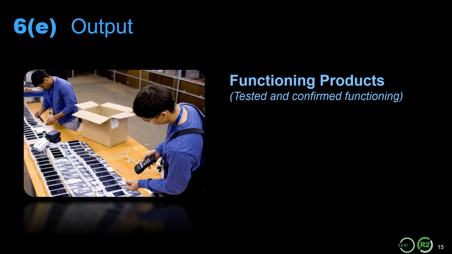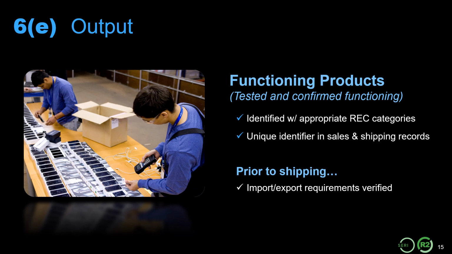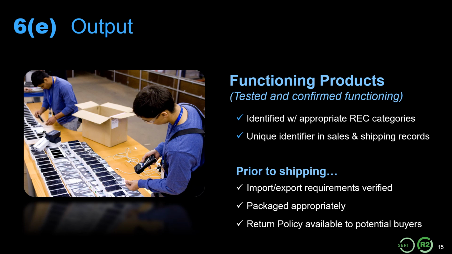All functioning products as defined in the REC must be identified with the appropriate REC categories and reference the unique identifier in commercial sales and shipping records. Prior to shipment of functioning products, the import-export requirements must be identified in accordance with the legal compliance plan, and the contents must be packaged appropriately to protect items during transport. And finally, facilities must make their product return policy available to potential buyers.